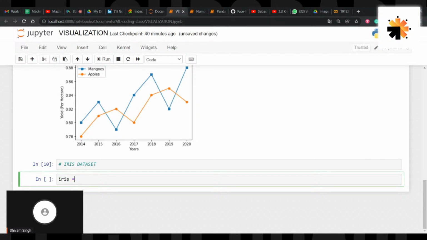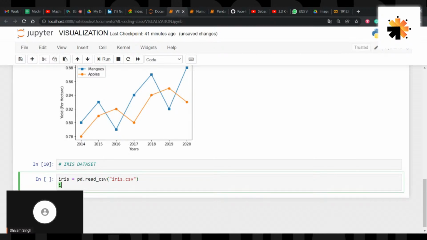Iris is my dataset, and to read this dataset, I think we know that pandas provides a functionality to read it: pd.read_csv, and I need to give the name of my dataset.